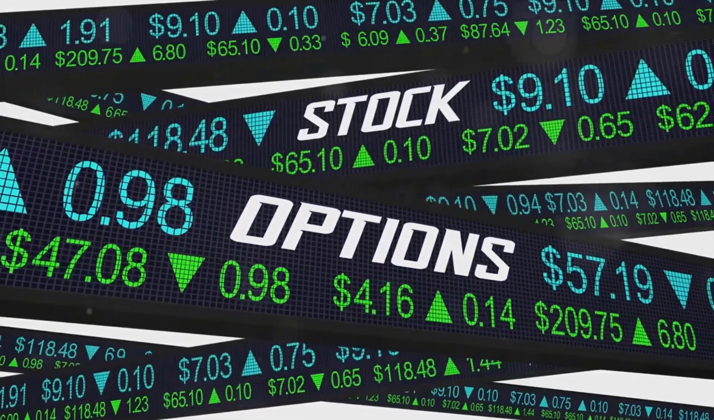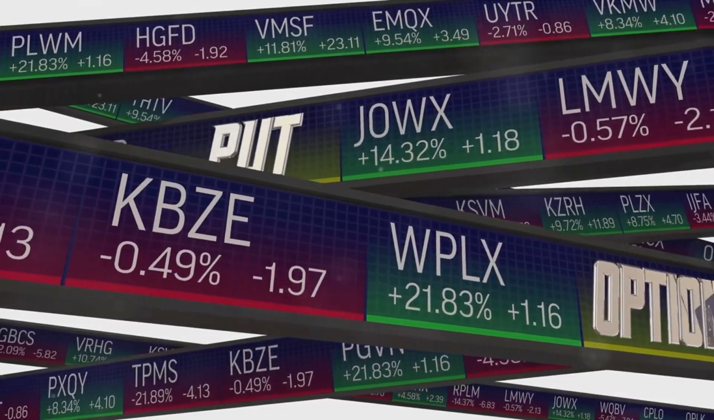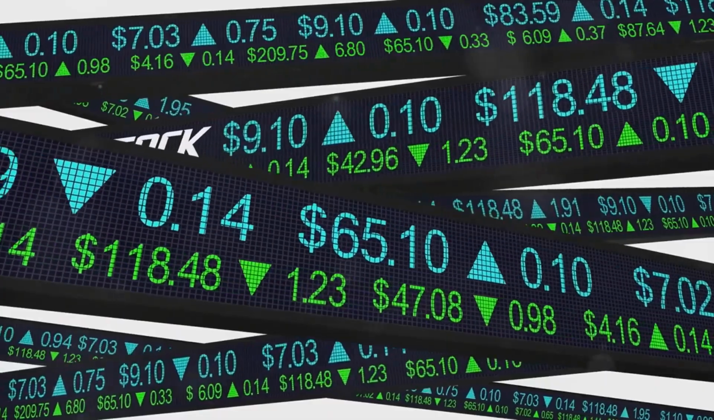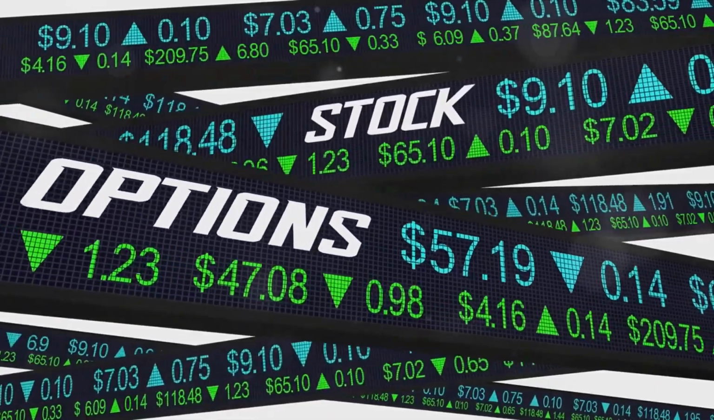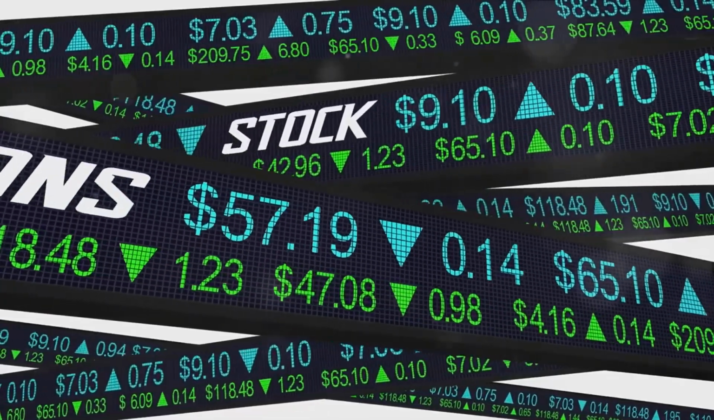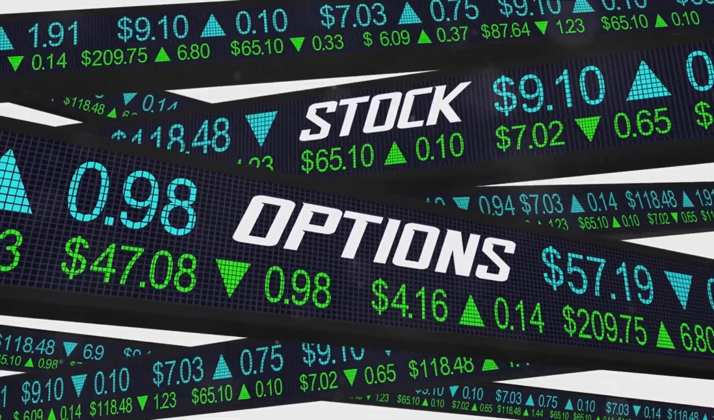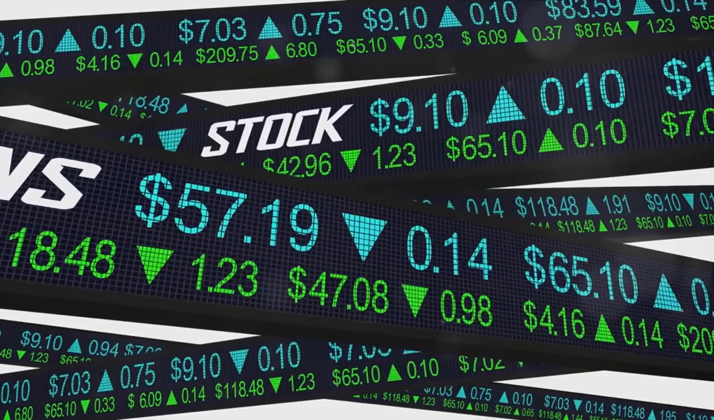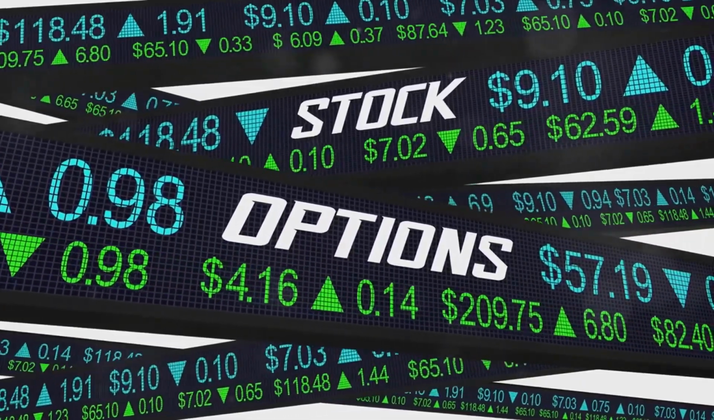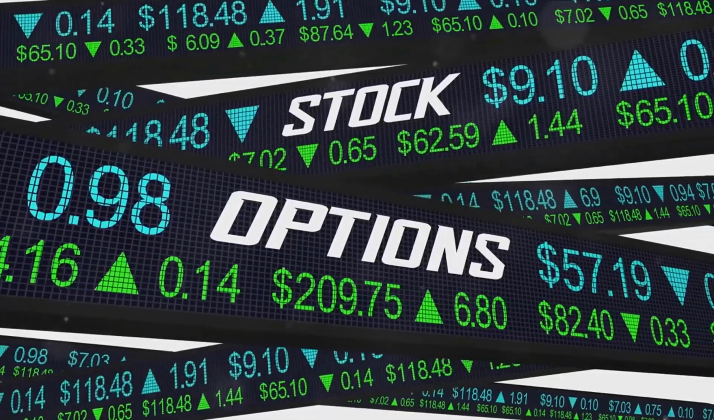In a nutshell, delta is the measure of an option's price sensitivity to changes in the underlying asset's price. It's like the heartbeat of options, giving us a sense of the pulse of the market. So, whenever you're dealing with options, keep a close watch on delta. It might just be the compass you need in the vast ocean of options trading. So, delta is all about the sensitivity to price changes. Got it? Great, let's move on to gamma.